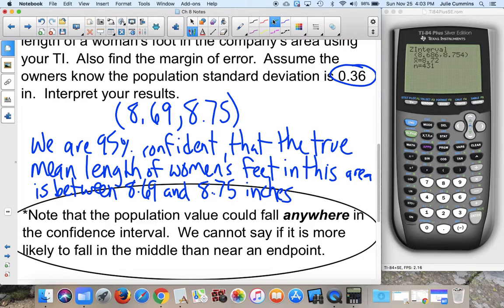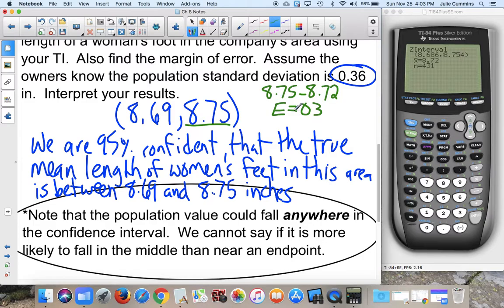Again, I told you that the TI doesn't actually give you the margin of error, but all you have to do is take either endpoint and subtract your mean, which was 8.72. So 8.75 minus 8.72 is 0.03. That's our margin of error. You could have done it with the other one, 8.69 minus 8.72. You get the same margin of error. So you can calculate it there.